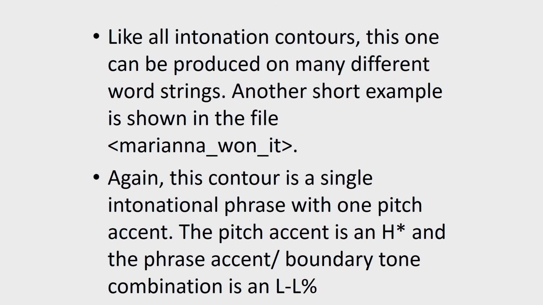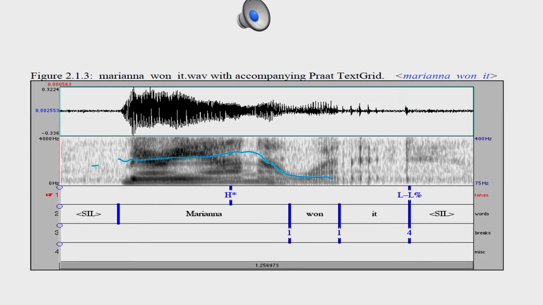And again, like all intonation contours, as we know about tune and text, the tune can be produced on many strings. Another example is "Mariana Wanet", a single intonational phrase with one pitch accent, and the pitch accent is H*, and the phrase accent and boundary tone is LL%. So this is the sentence, Mariana Wanet.